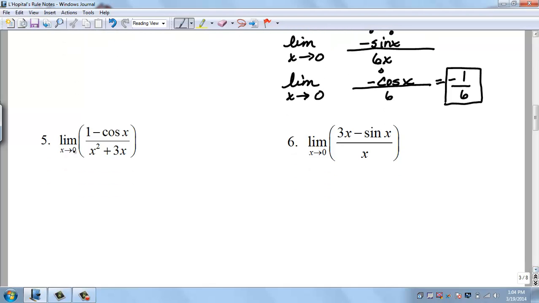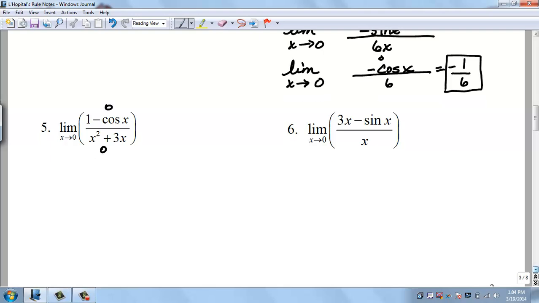Ready? Plug the 0 in. Cosine of 0 is 1. 1 minus 1 is 0. And to put the 0 in the bottom, I have 0 over 0. So let's do the limit of this using L'Hopital's rule. The limit as x approaches 0, and then take the derivative of the top. The derivative of cosine is negative sine, but since it's already a negative, it's positive. And the bottom is going to be 2x plus 3.